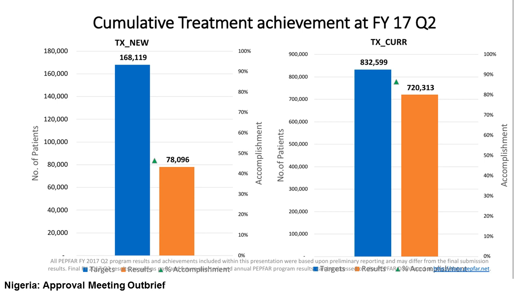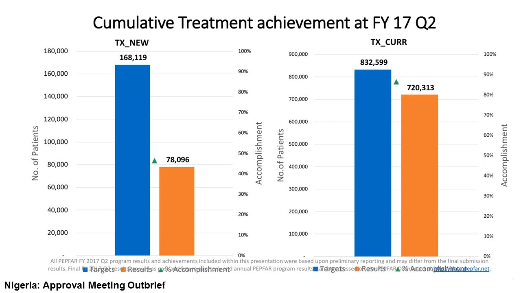On the right is the current on-treatment target. So they're going for having 832,599 people on treatment. But crucially, the current on-treatment target is a cumulative target and from all the years that PEPFAR has been working in the country. And because it's cumulative, the percentage of performance doesn't really mean anything.